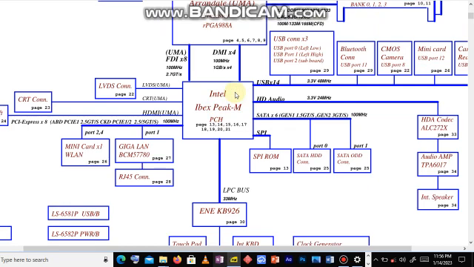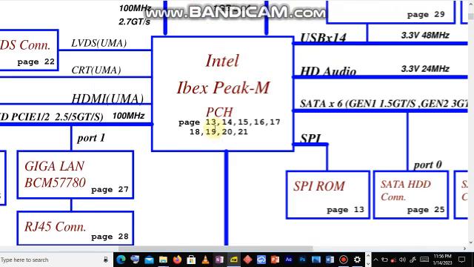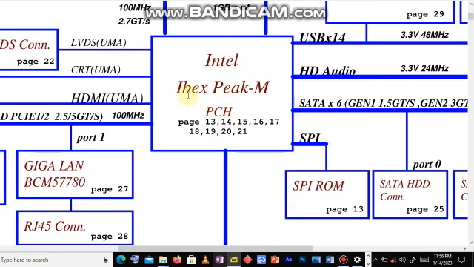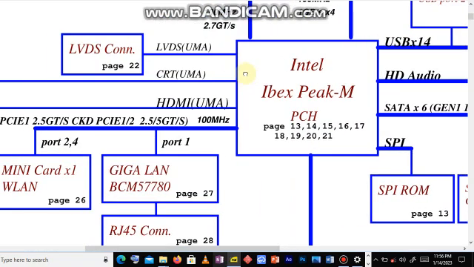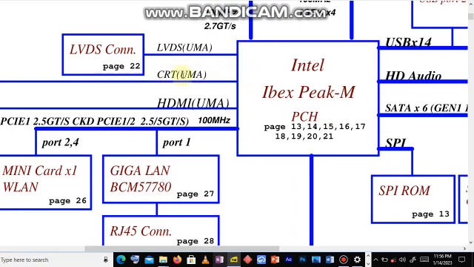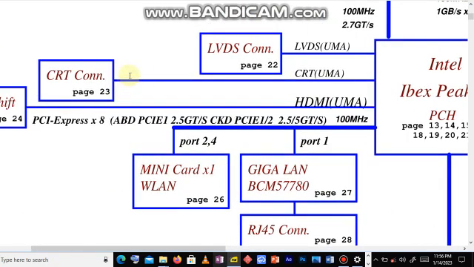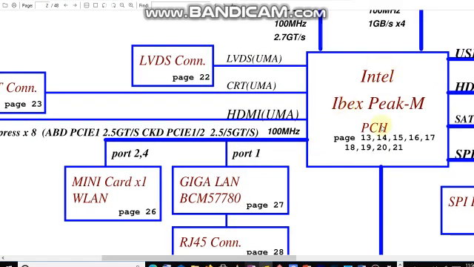Those signals come from the PCH. The PCH is the biggest chip of the computer that produces the signals, which are said to be CRT signals. The CRT signals go to the CRT connector. So here we have the CRT connector, which is found on page 23, and its source of signals is the PCH.